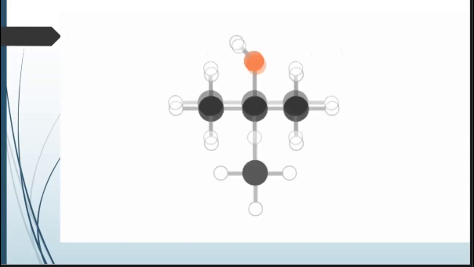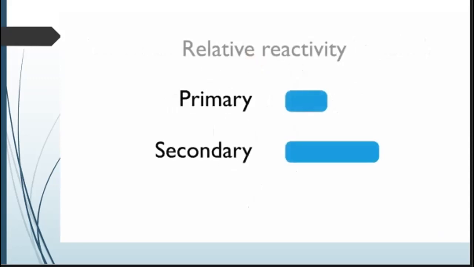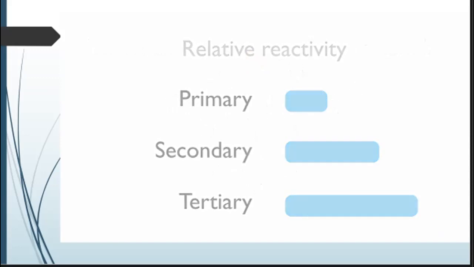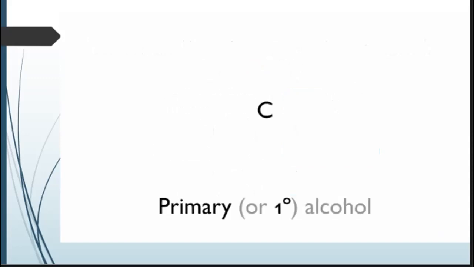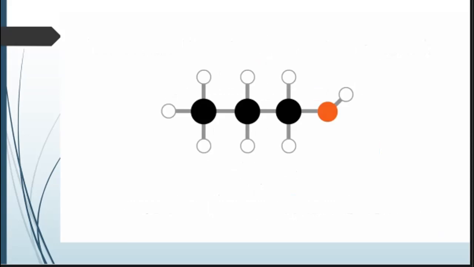Alcohols are placed in one of three categories: primary, secondary, or tertiary, based on the position of the OH on the chain. Alcohols will react differently depending on the category they are in. In a primary alcohol, the carbon atom on which the OH group is bonded is itself attached to only one carbon chain or one alkyl group.